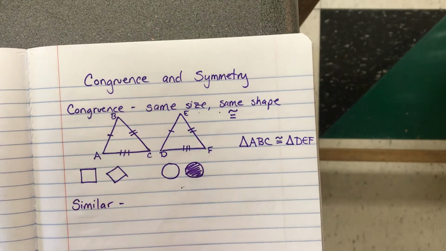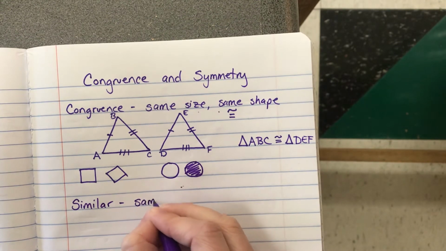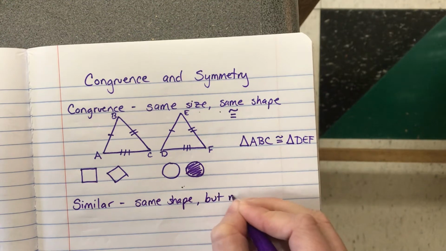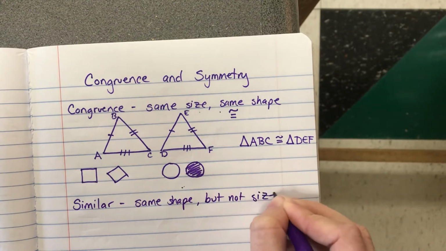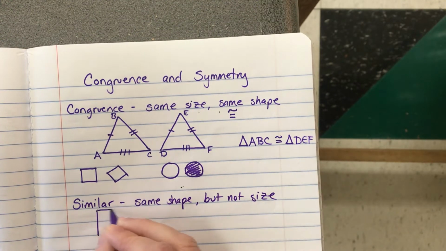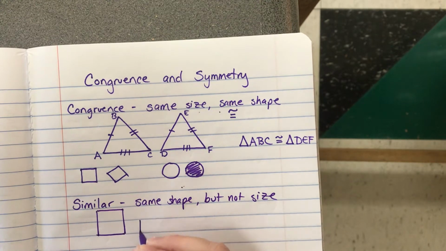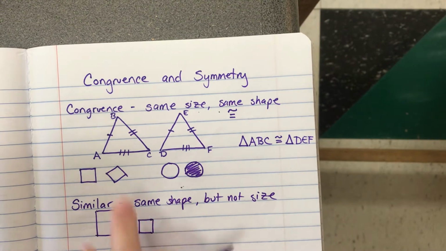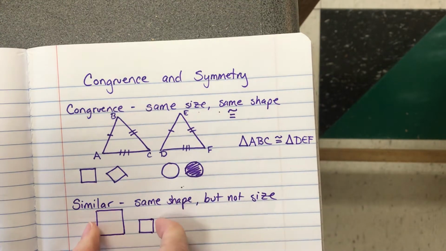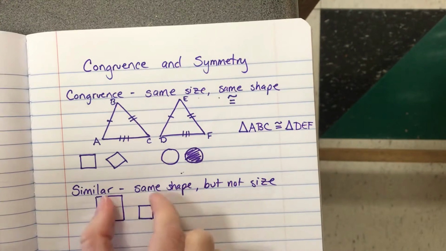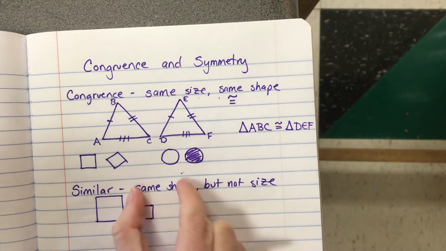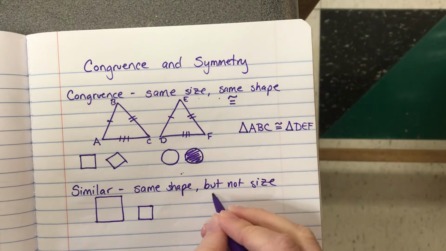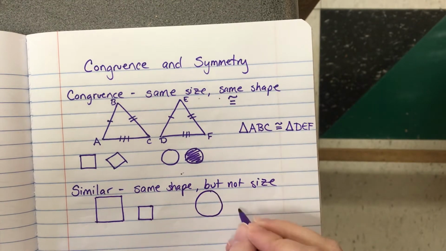Now, related to congruence, we have this word that is similar. The word similar means the same shape, but not size. So for example, if you have a large square and then a baby square, those would be similar, but not congruent. They do not have the same size. I always think of similar as sort of like one's the baby version. It's the same shape, but a different size. And it doesn't matter if it's turned. So again, you could have a circle and a baby circle.